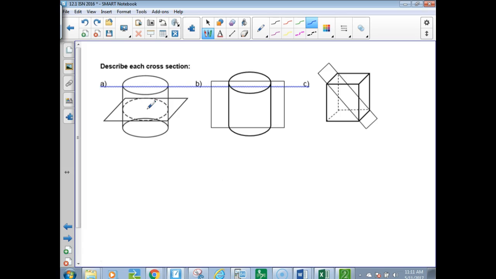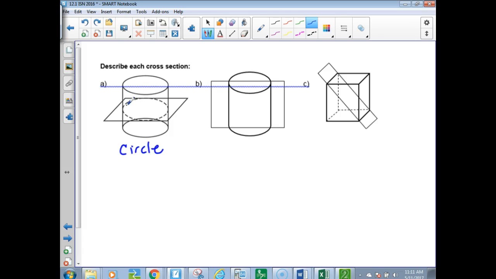So describe each cross section on a cylinder. So we have this to fill in our ISM. If you cut a cylinder horizontally, you're going to get, I got the shape right here, it's going to be always a circle.